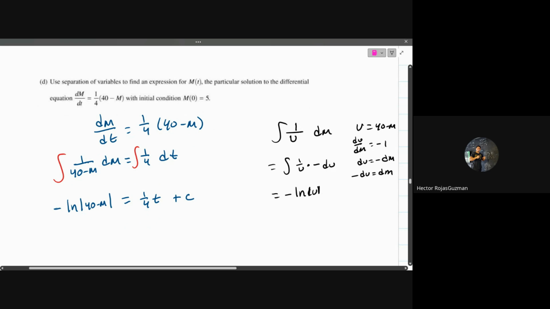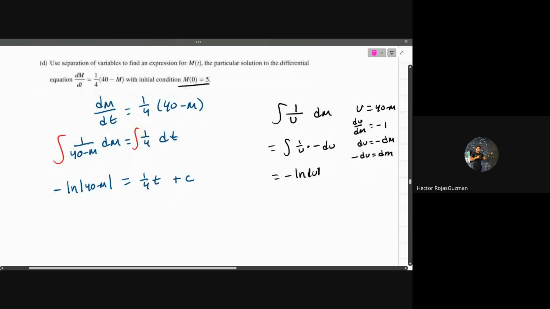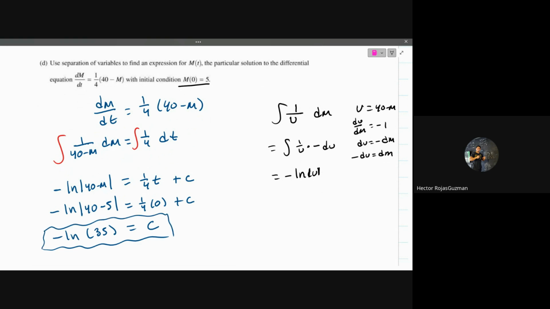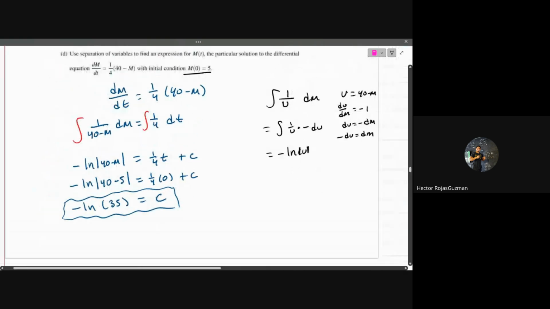Now we have to figure out the value of c by plugging in the initial condition. So negative natural log of 40 minus 5 is equal to 1/4 times 0. So we have negative natural log of 35. That's our c. That's another point. Now, finally, writing the particular solution. You know what? I'm going to have to erase this because I don't need it, but I need the space.